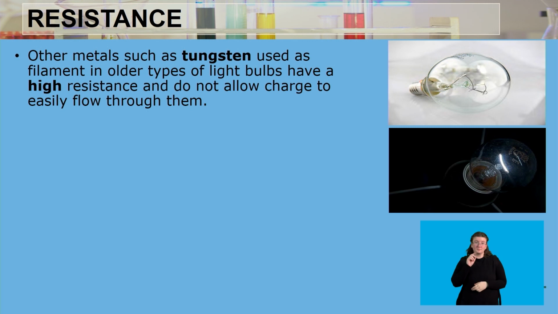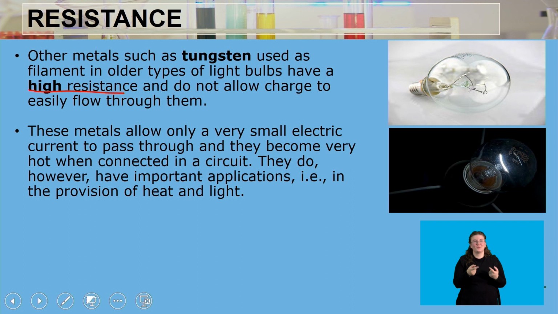However, other metals such as tungsten are used as filament in older types of light bulbs. They have a high resistance and do not allow charge to easily flow through them. So these old light bulbs were using tungsten as their filament, and that one had a high resistance, and as we are saying, it did not allow a charge to easily flow through that particular resistor.